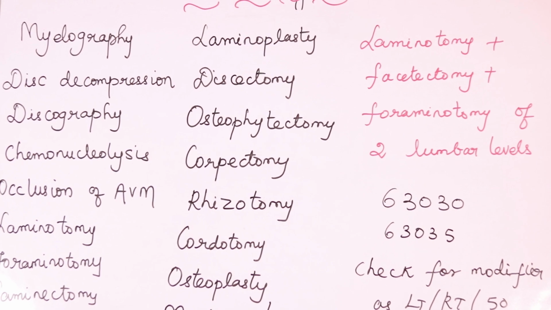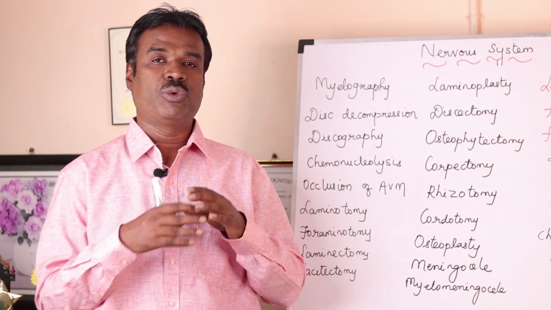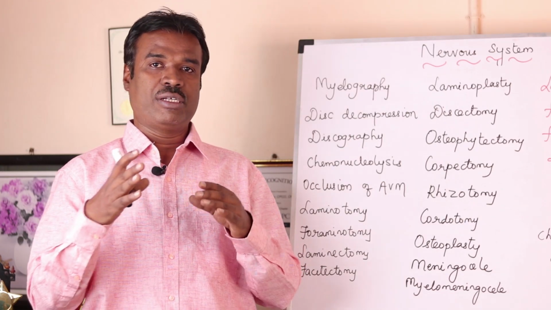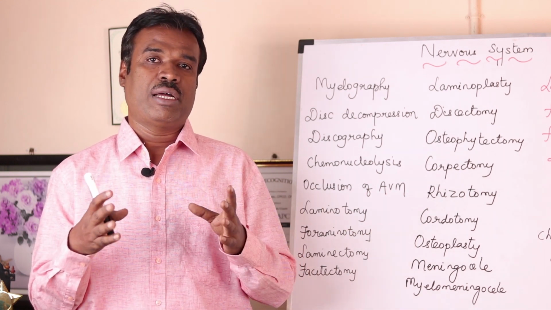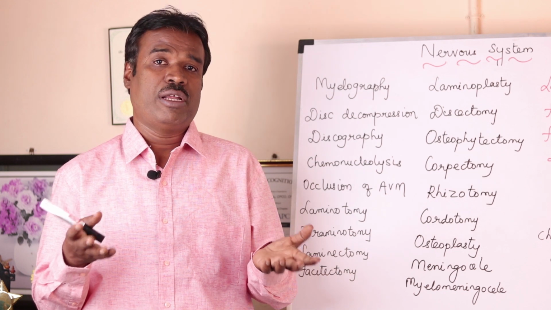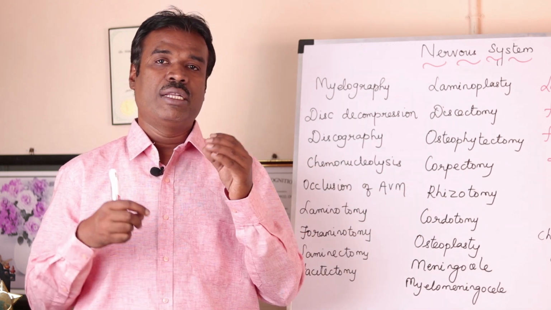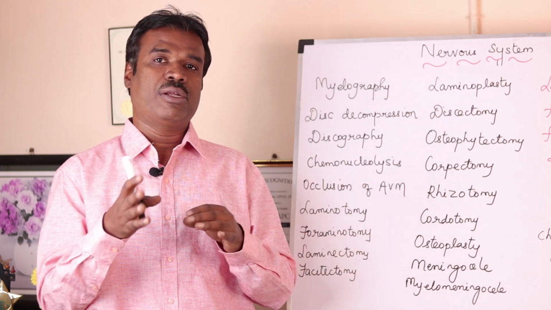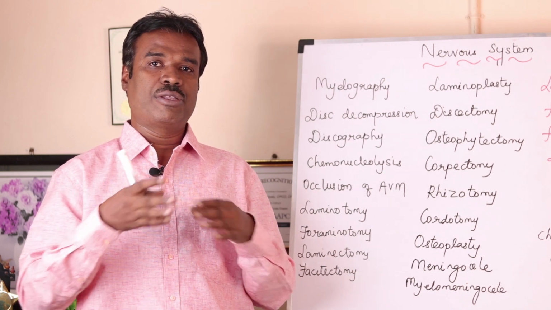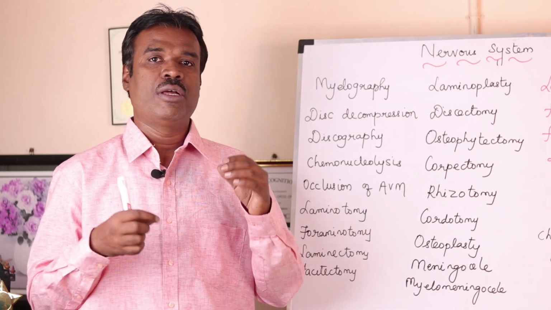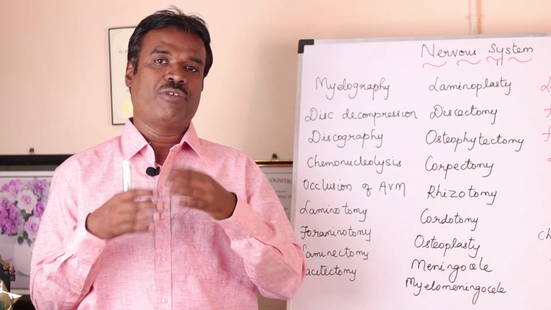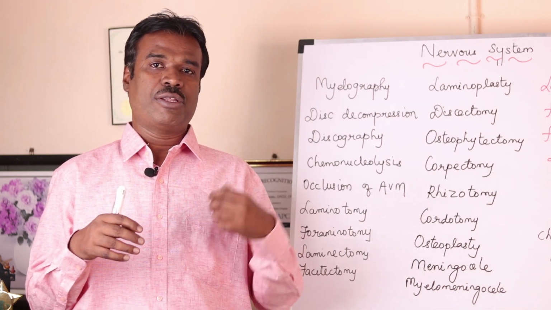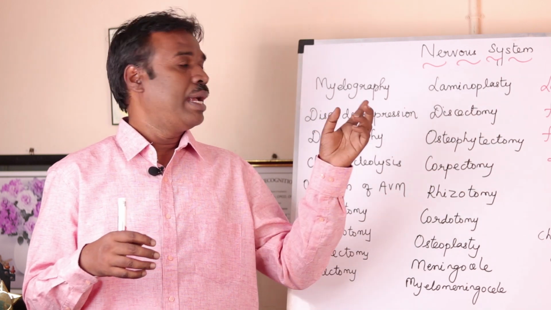Foraminotomy is basically a decompression procedure to relieve the pressure on the affected nerve roots. Imagine the patient has spinal arthritis or spondylosis. In such conditions, these bone spurs might go and affect the nerve roots that exit the spinal canal. So the procedure to decompress the nerves from such pressure effects is termed as a foraminotomy.